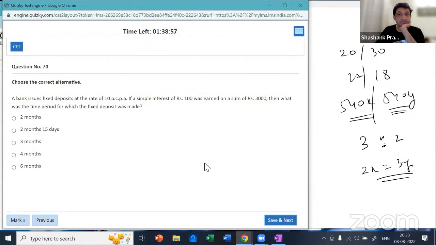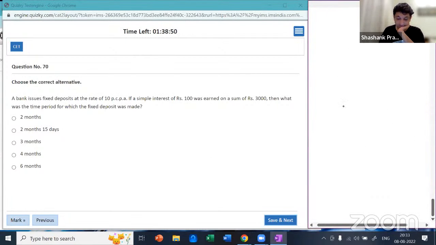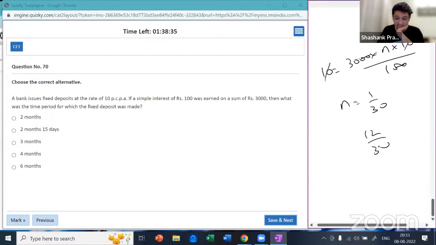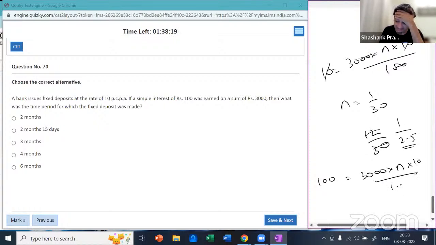Let's see. Simple interest of 100 was earned on the sum of 3,000. What was the time period for the fixed deposit? Okay, this is easy, I think. Simple interest of 10. So 10 was nothing but P N R 10% per annum by 100, 300. Okay, so 10 is gone. N is 1 by 30. Okay, so 12 by 30 months. So 1 by 2.5 months. Okay, something I'm missing here. Simple interest of 100. Achha, 100. Okay, was earned on a sum of 3,000. Okay, N is 1 by 3. So 4 months, I think.